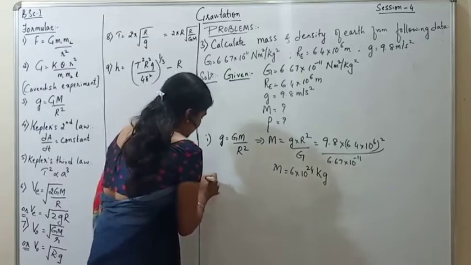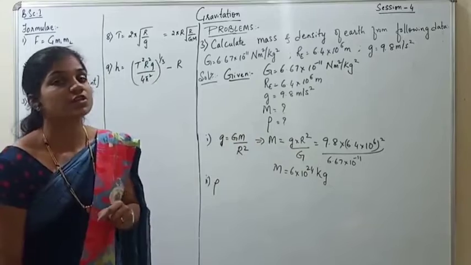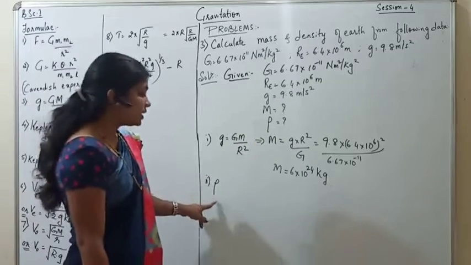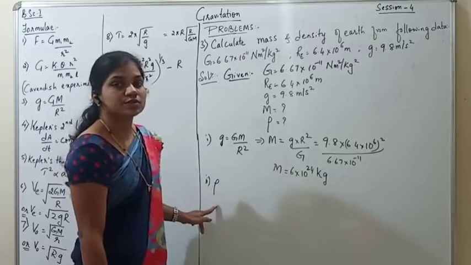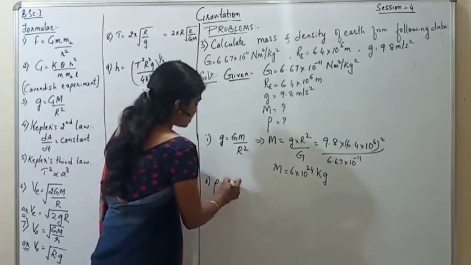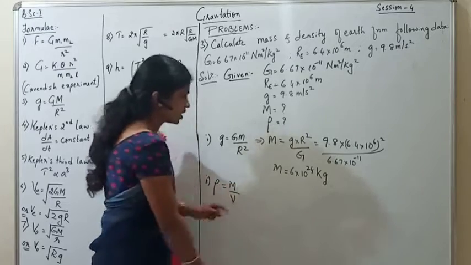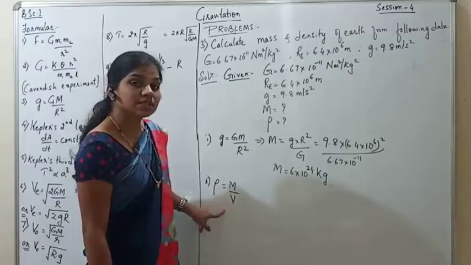And secondly, we have to calculate the density of the earth. So to calculate density of the earth, we have to use the formula density is equal to mass upon volume. Now mass value we have found out. What is volume of the earth?